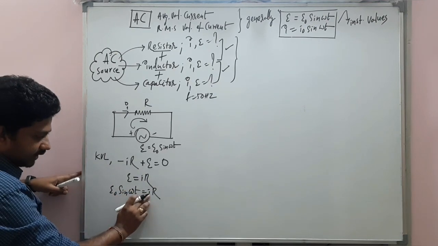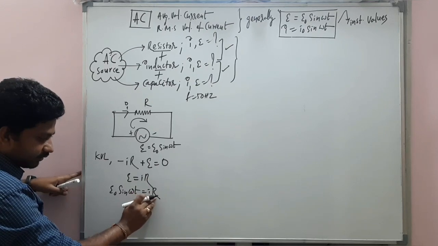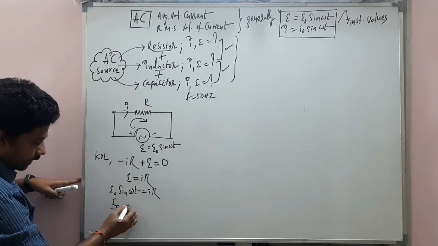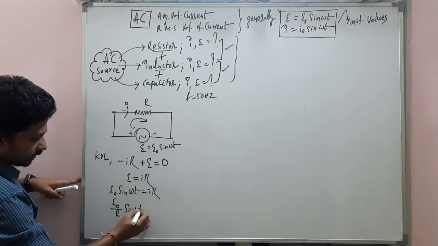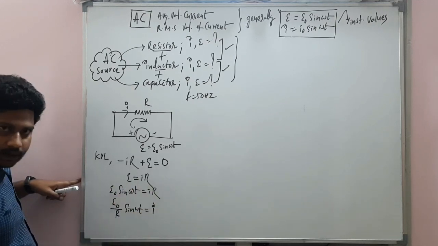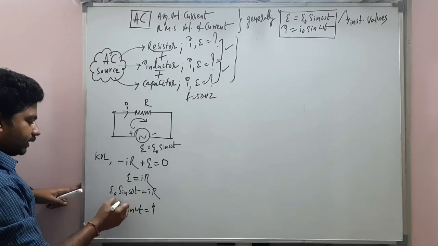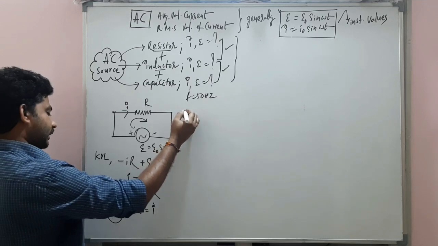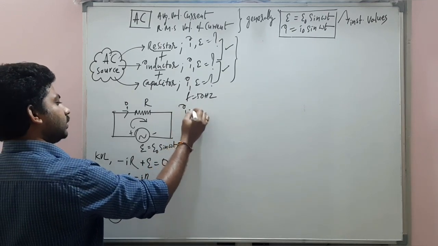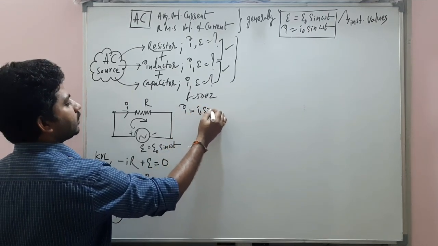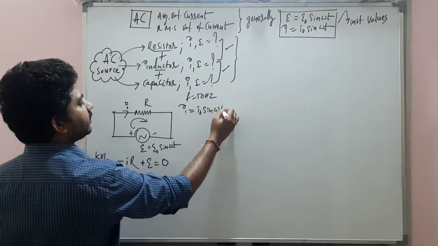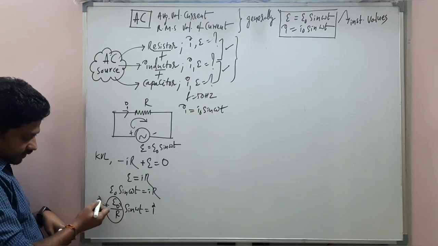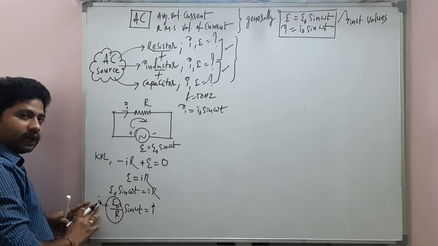Alright. So this I is kept here and this R is taken to the other side. That will be E naught by R into sine omega t, my dear students. So this E naught by R, I can write as I naught. So I is equal to I naught sine omega t. This I naught is the peak value of current.